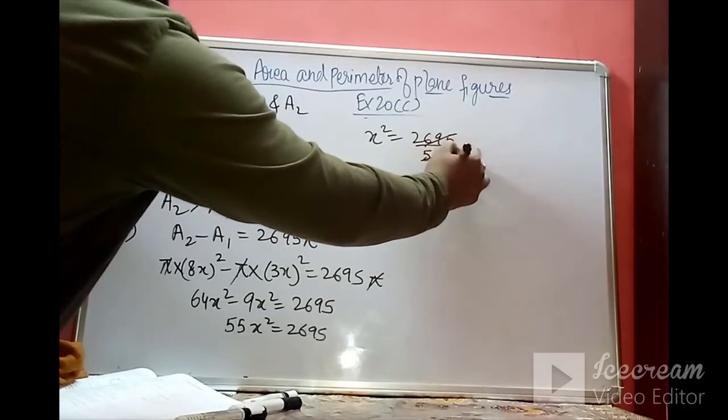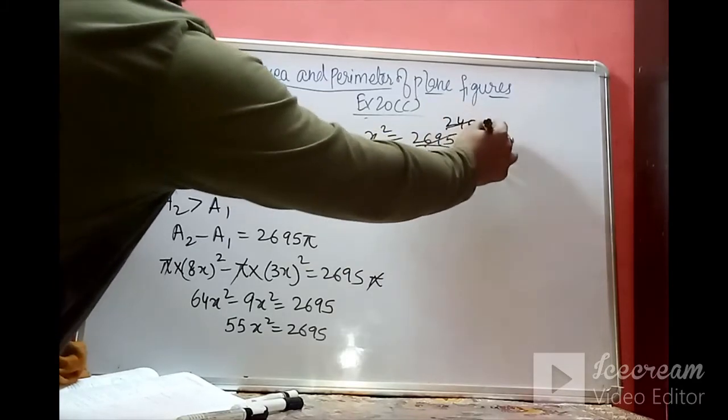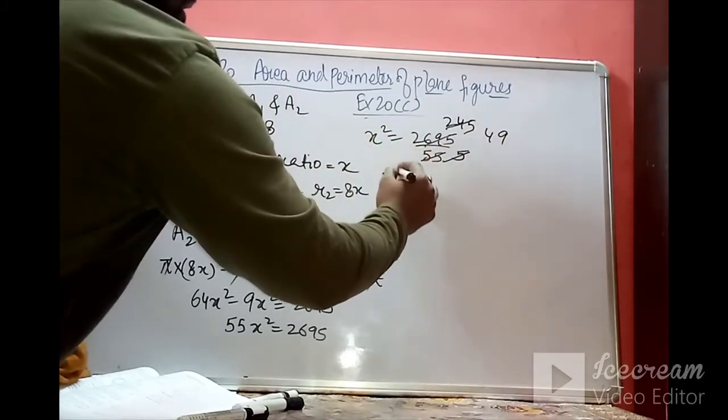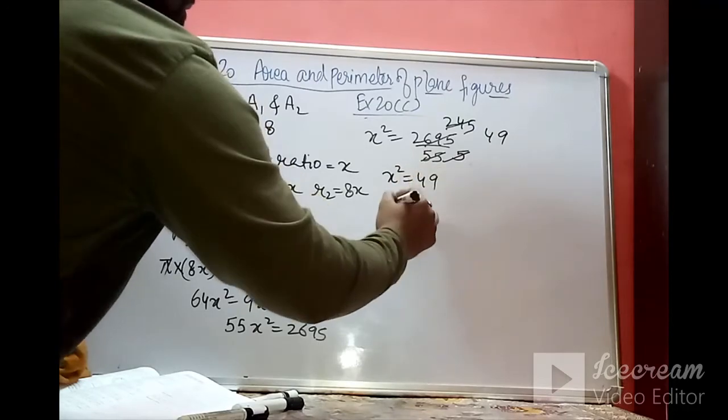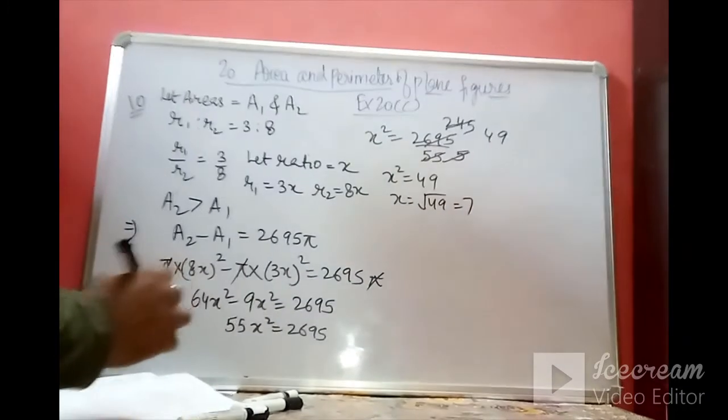So 11 into 5, 11 into 2, 4, 5, 5 into 4, 5 into 9. So x square is 49. So what is my x? Root 49, that is 7.